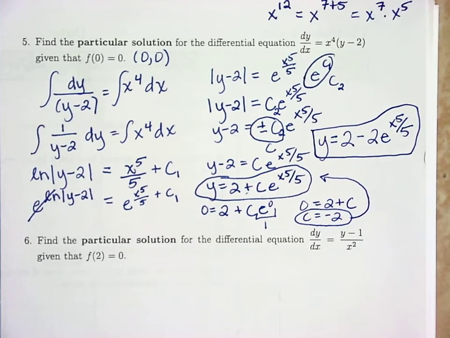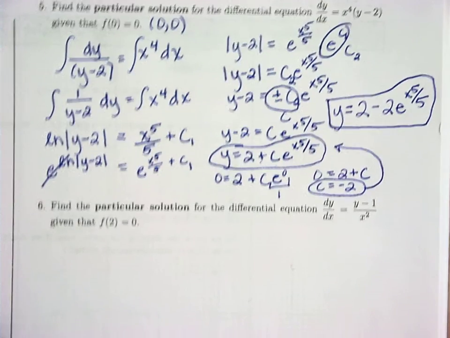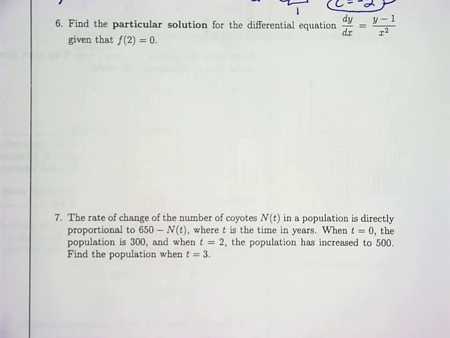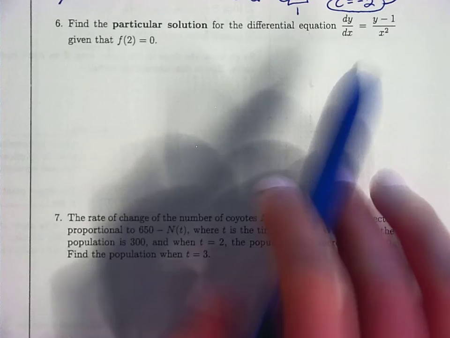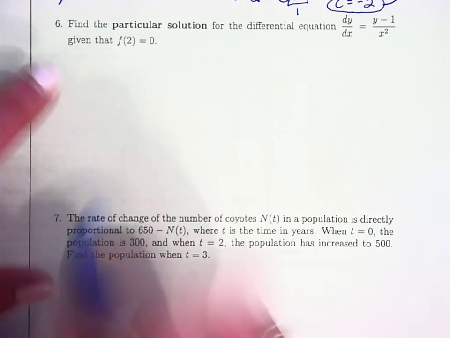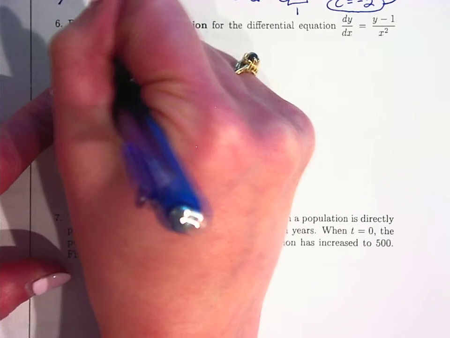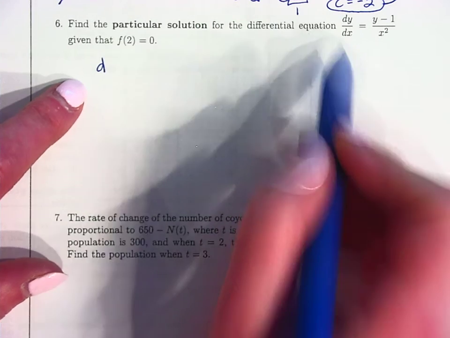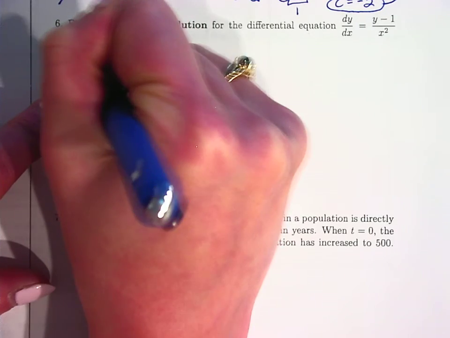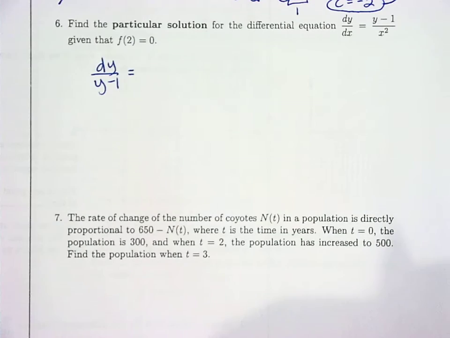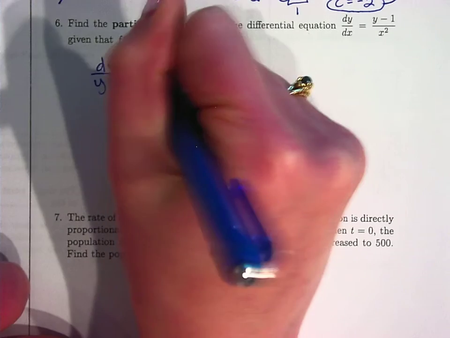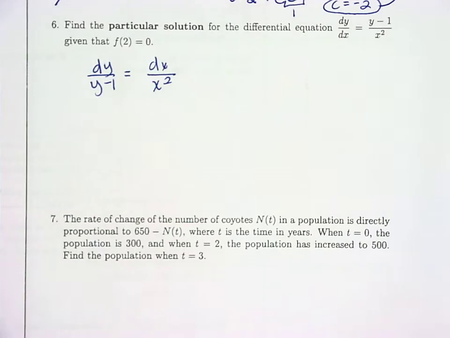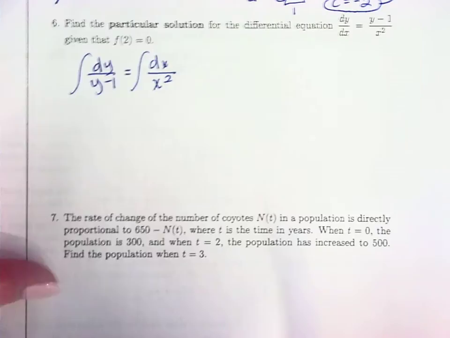Number 6 is very similar. It involves this whole ln deal and absolute value. All right, so again, we have a separable equation, so separate variables. So I'm going to have dy over y minus 1 is equal to dx over x squared. Okay, and then we're going to integrate both sides.